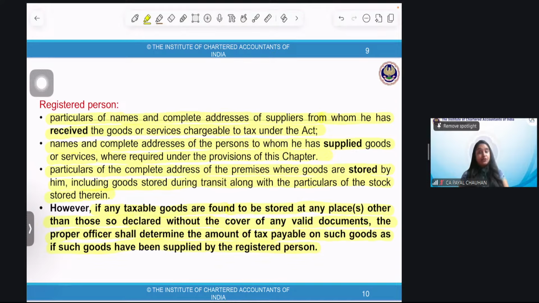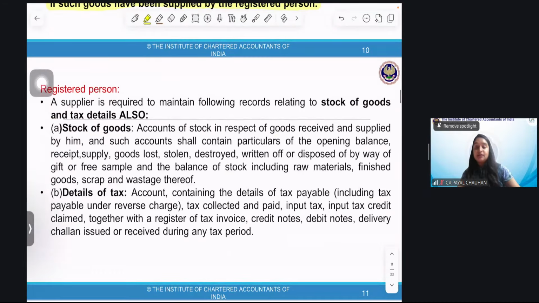Did you people understand? If my goods are found at any place which was not mentioned by me, then those goods will be treated as deemed supply by the department and I have to pay the tax on it, right? Then, registered person. Now understood? Very good, Ashlesha. Registered person.